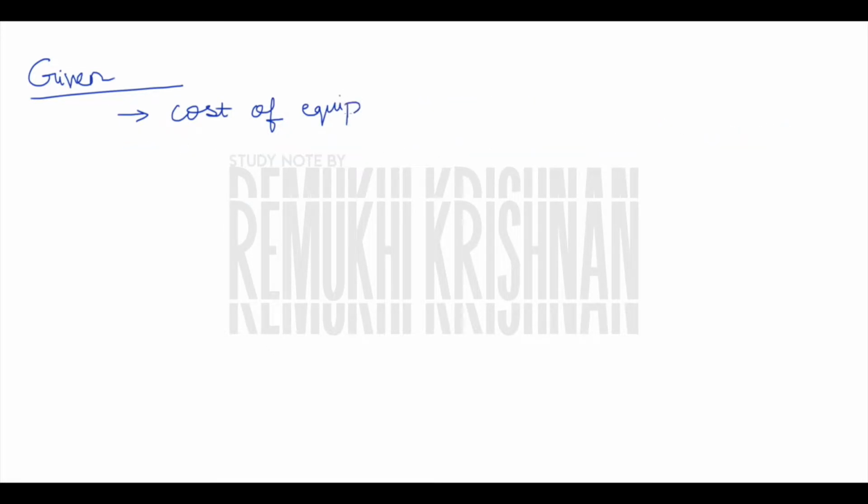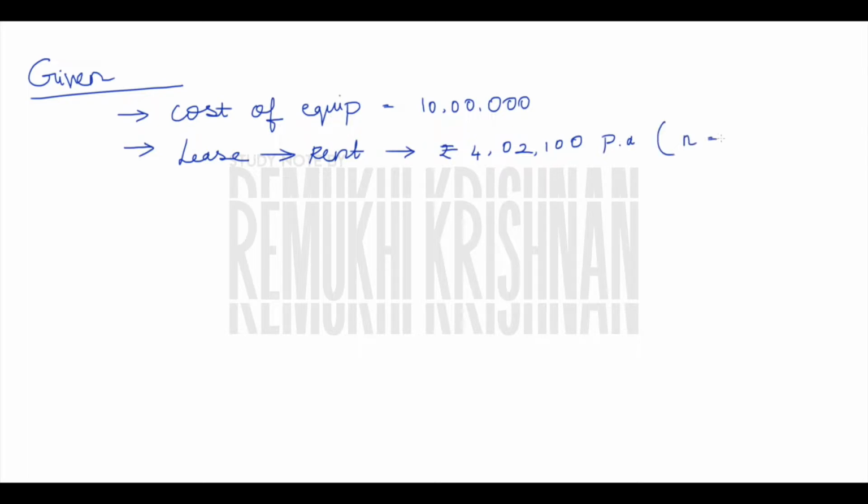So what is the cost of the equipment? The cost of the equipment is nothing but rupees 10 lakh. So what is the lease rent? The lease rent is nothing but rupees 4 lakh 2100. So what is the period of the lease? It is for 3 years. Another important point to be noted here is that at the end of this lease period, by paying rupees 100, the lessee can keep the equipment with him. So let us perform the sum now.